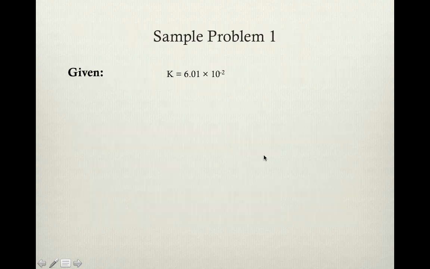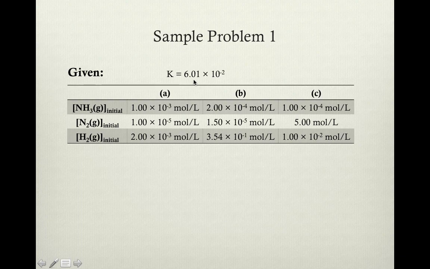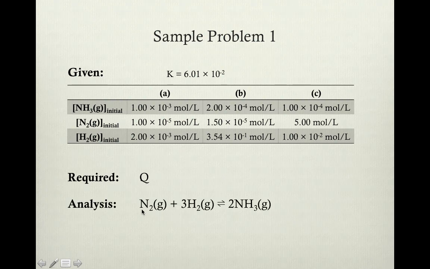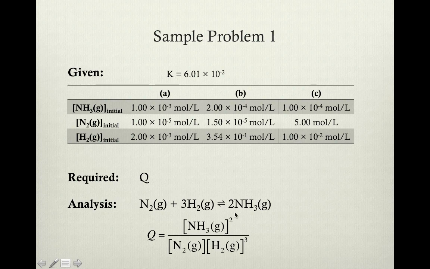So in here, we know our value for K. We're told that in the question. We know our concentrations here. We're trying to solve for Q. We have our balanced equation. We can write out our expression for Q, which is going to be products over reactants raised to the coefficients. So that's NH3 squared over N2 to the 1 and H2 cubed. And then from there, we just need to plug in our values and compare it to our value for K.